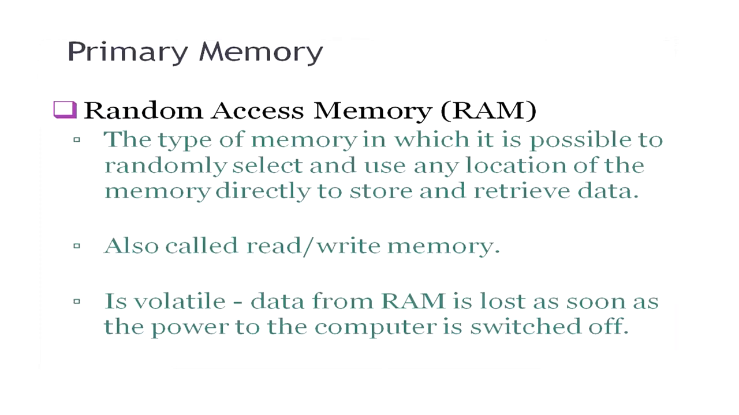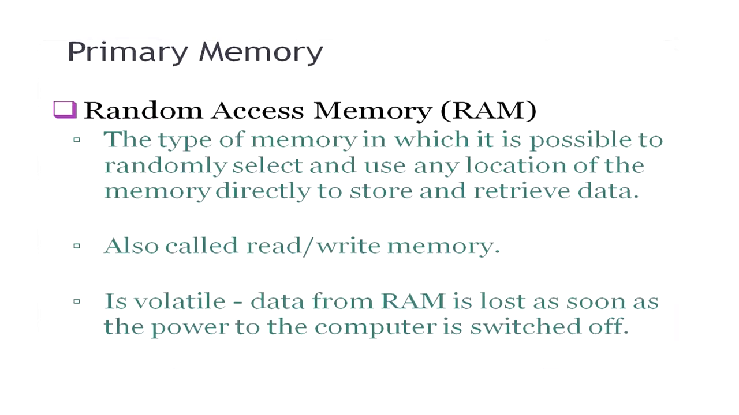So we talk about primary memory now. We have the random access memory, the first type of memory. As the name says, random access, that means through this memory, we can randomly select and use any location of memory. There is no predefined sequence that has to be maintained. We can choose any free space that is available and we can store and retrieve data. Since data can be written as well as read from this memory, we can do both the operations.